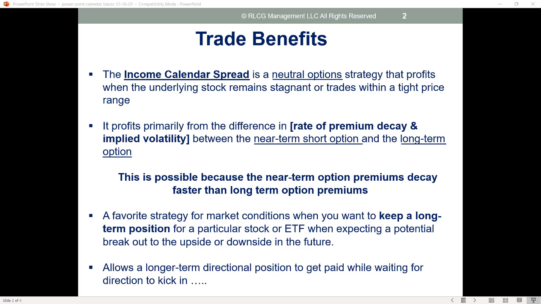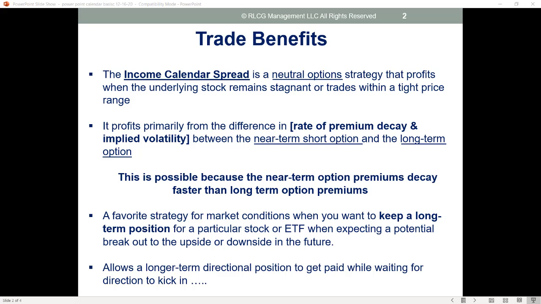So the basics of the income calendar spread: it's really a neutral option strategy that profits when the underlying stock or security you're trading remains stagnant or trades within a tight range. The profit primarily comes from the difference in the rate of premium decay and also the difference in implied volatility skew between the near-term short option and the long-term option of the spread. This is possible because the near-term option premiums decay faster than the long-term option premiums.